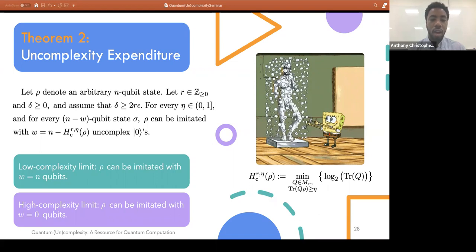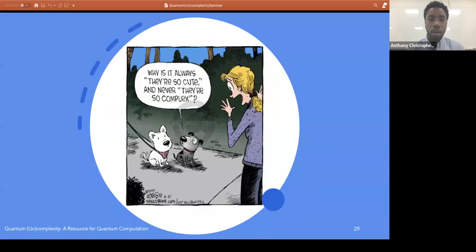In the high complexity case, the referee can't do very well to begin with to distinguish the state rho and the maximally mixed state because of the complexity restrictions. So the referee isn't doing very well already. And so we can throw in just about anything and the referee is still not going to do much better at distinguishing the two. So that's why we don't need very much to get by in order to succeed in the imitation task.